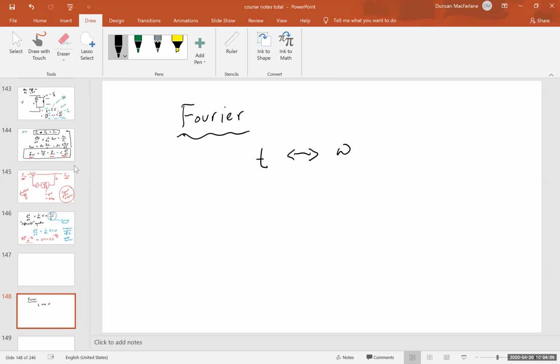And really, this is what we've been doing since day one, intuitively. And this is a formal mathematical methodology. And it's really beautiful.